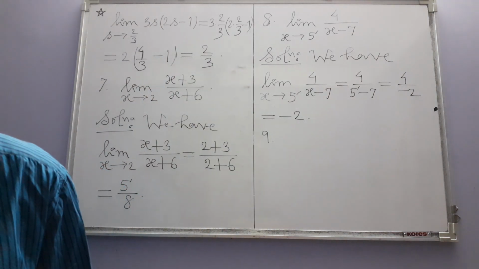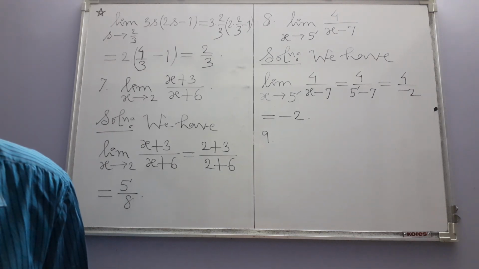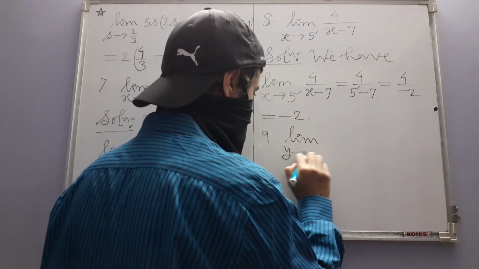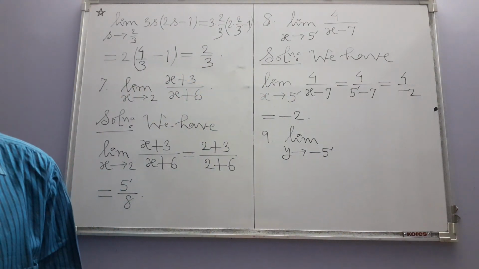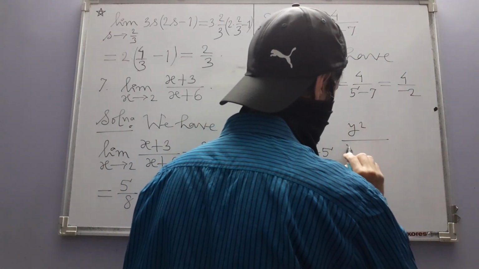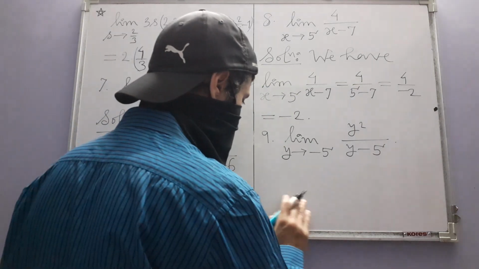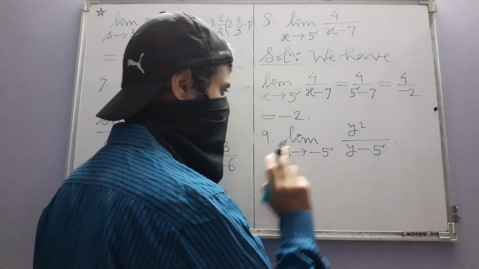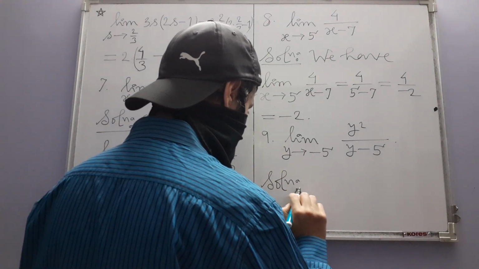Okay, so let's see the next one. The next one is the limit as y approaches -5, and the function is y square over y minus 5. This is also a rational function where if we substitute -5 for y, the denominator does not become 0. So the usual stuff.